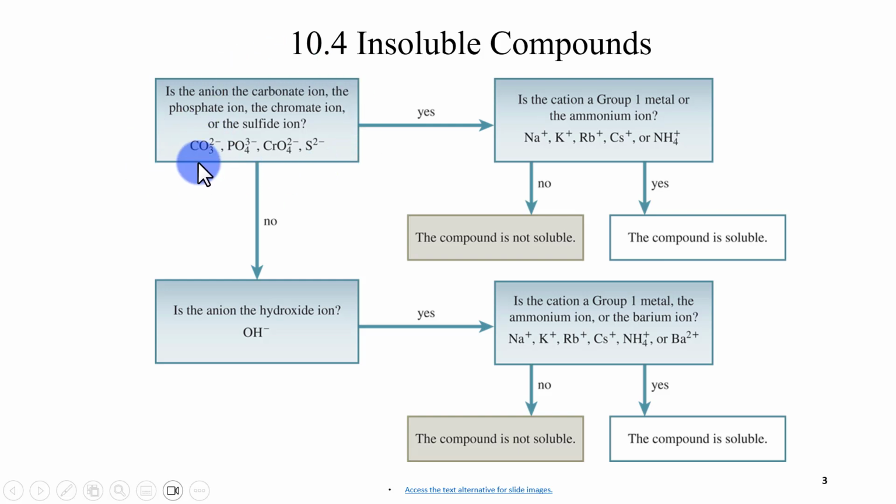So if I have one of these, carbonate, the phosphate, the chromate, or sulfide, right? If they're paired up with any of these, then they're going to be soluble. But if not, then if they have this anion but a different cation than these, then the compound is not soluble. If these are not the anion, but the anion is hydroxide, well, are they paired with one of these ions? If these are the cations that are paired with the hydroxide, then the compound is soluble. But if not, then it's not soluble.